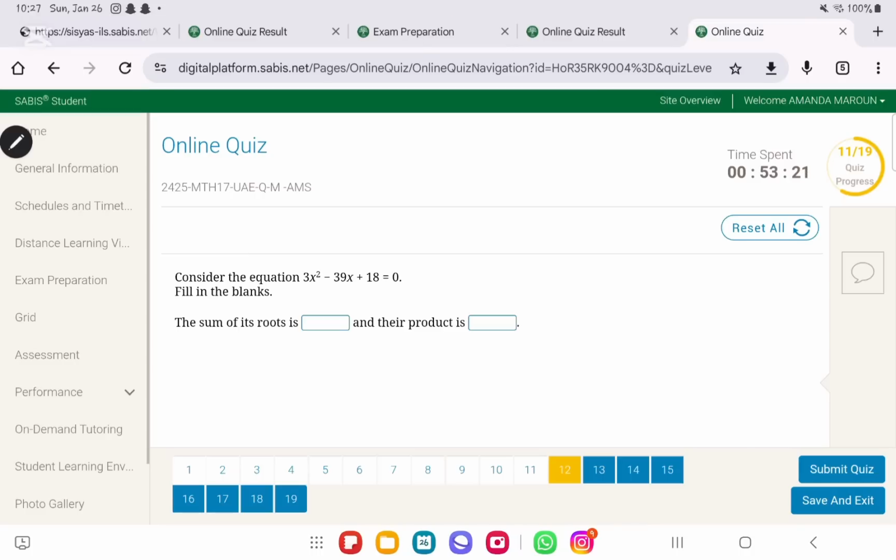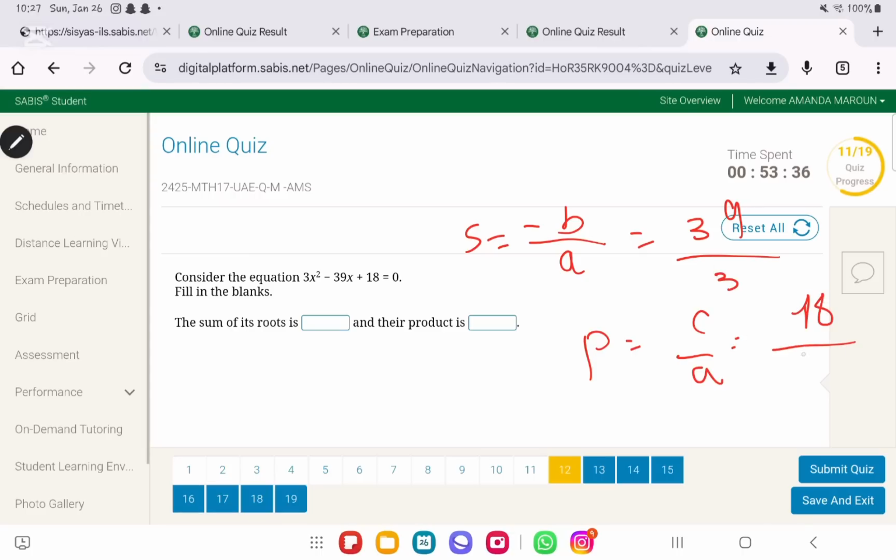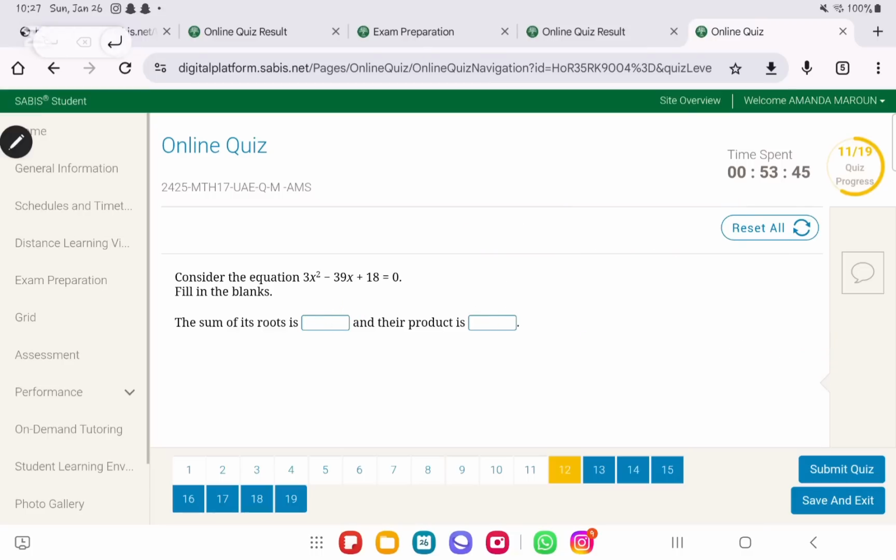The sum is usually minus b over a, and the product is usually c over a. So to find the sum, you're going to do minus b, which is minus 39, which gives us 39, over a, which is 3. And the product is going to be c, which is 18, over a, which is 3. So 39 divided by 3 is 13, and 18 divided by 3 is 6. So here is 13, and here is 6.